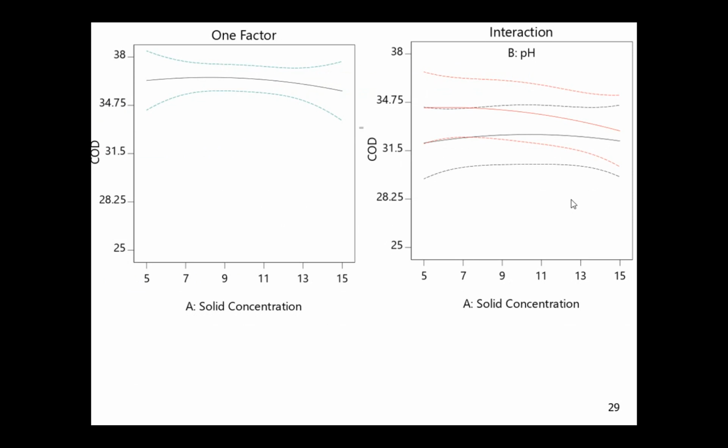Similarly, in the next plot, we can see the interaction plot. In the interaction plot, I consider 2 input parameters. In this case, I take solid concentration as well as pH. This is an anaerobic digestion process. So what is the combined effect of solid concentration and pH over the chemical oxygen demand? That is also possible with this.